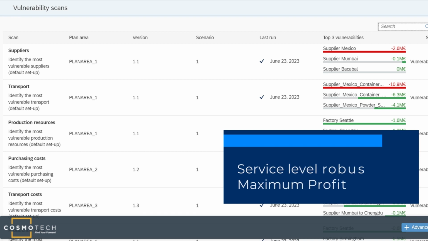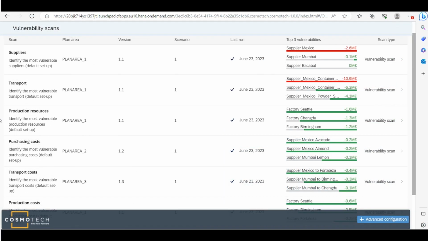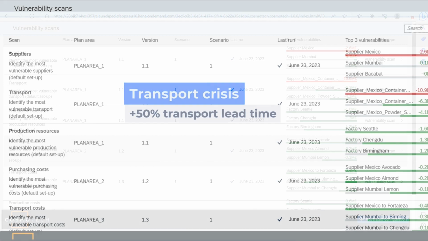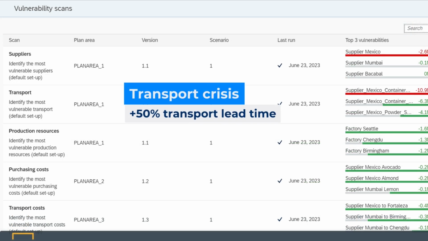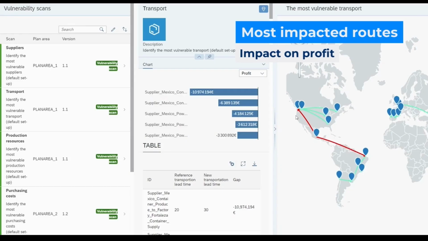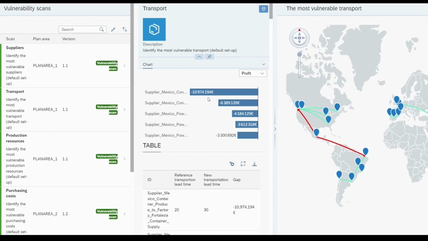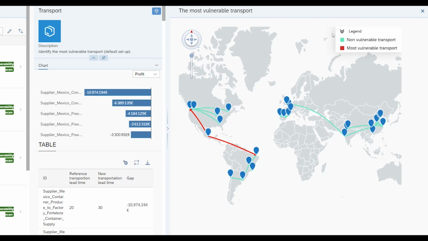You can ensure service level robustness and maximum profit by performing different types of vulnerability scans on production resources, suppliers, transport, and their associated costs. For example, in the case of a transport crisis resulting in a 50% increase in lead times, you want to know what the most impacted transport routes are, as well as their impact on profit. Looking at the results, you can see the different transport routes color-coded to indicate the level of vulnerability.